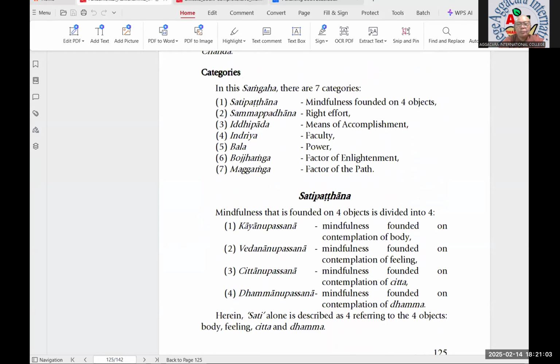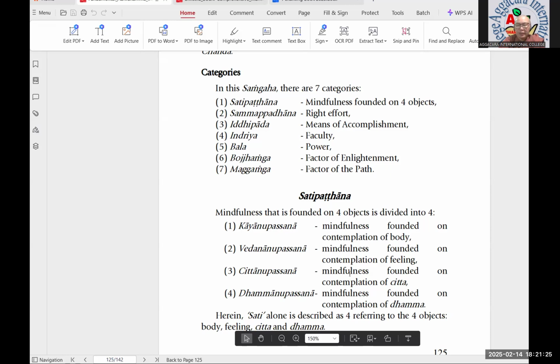Do you know the meaning of sati? Sati is mindfulness. Patthana is founded, which means based on. Simply, we use the English "based on." So it's mindfulness based on four objects. The four objects will be kaya, vedana, chitta, and dhamma. So kayanupassana, vedananupassana, chittanupassana, dhammanupassana.